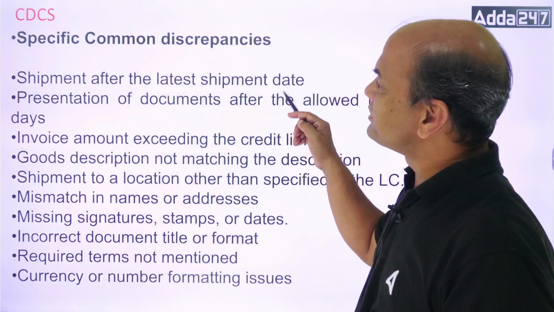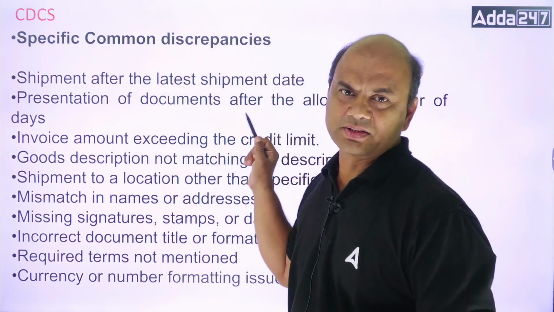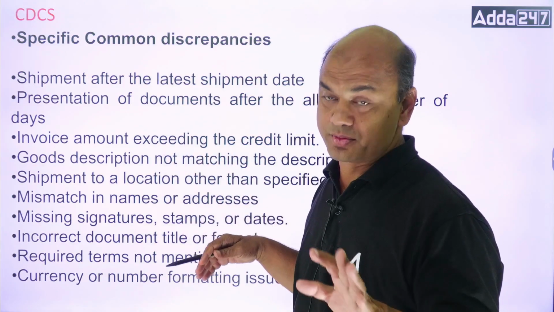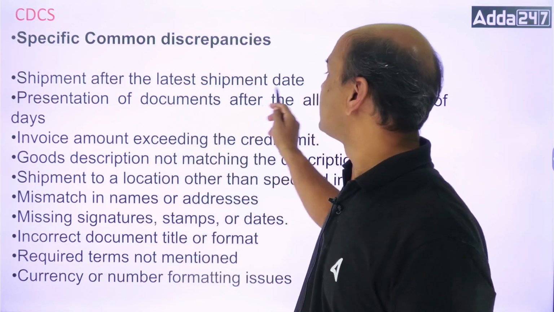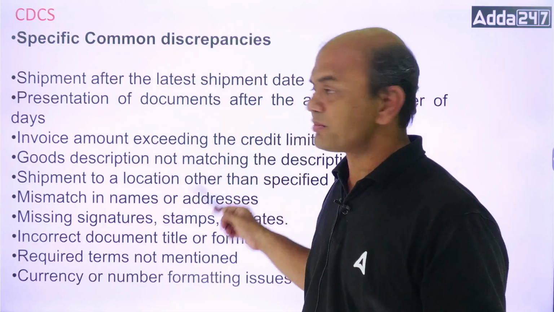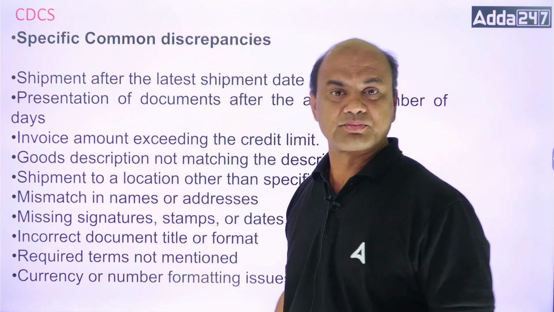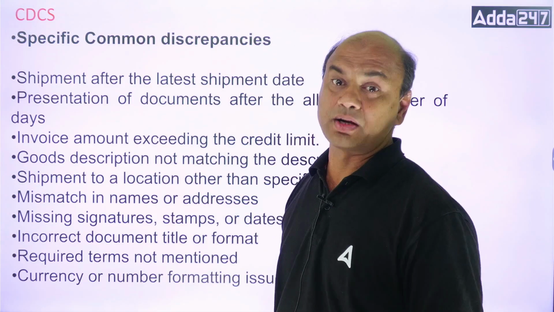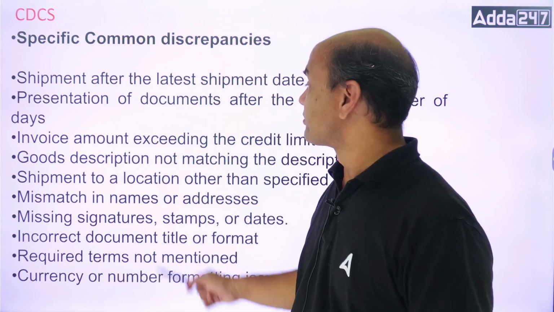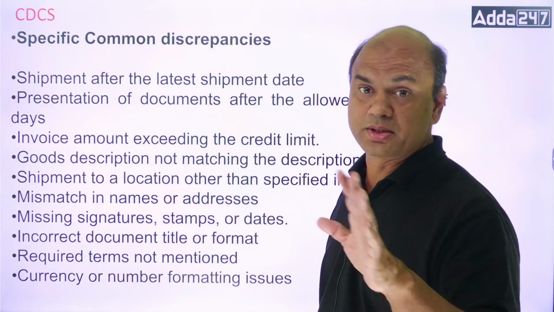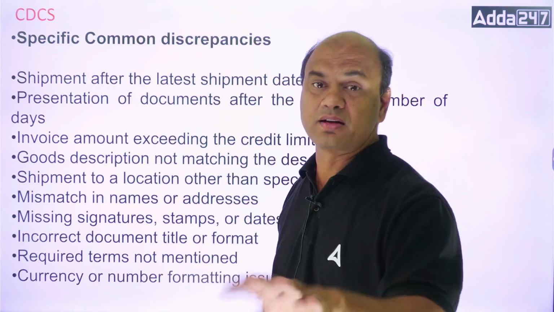Now let's talk about these specific common discrepancies. This I have already discussed some in earlier videos also. I'll just read them out. Shipment after the latest shipment date, right? Presentation of documents after the allowed number of days, right? There's 21 generally, but depending on the LC. Invoice amount exceeding the credit limit. This is also one major discrepancy, except for Article 30.